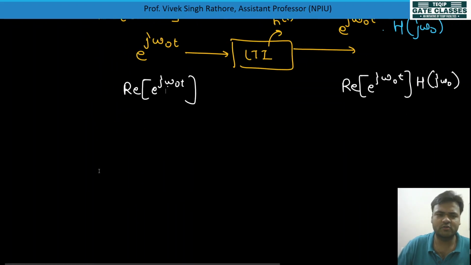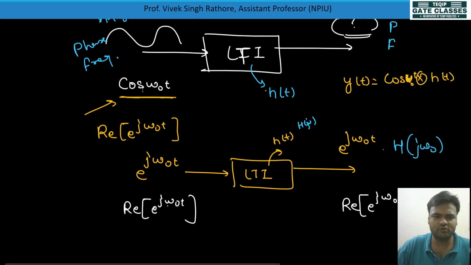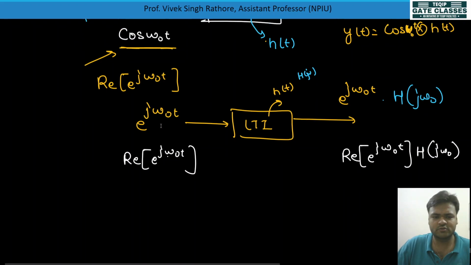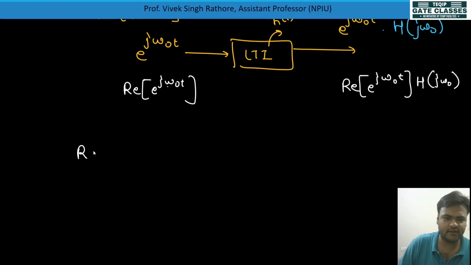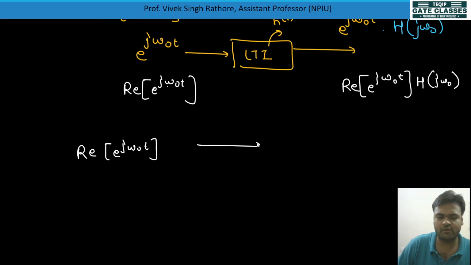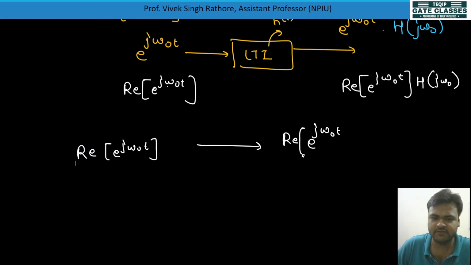This is Euler function. So ultimately, what I was telling, cos of omega naught t has been given as input to an LTI system, and we get some output. Cos of omega naught t is nothing but the real part of e to the power j omega naught t. If we give this as input, we get this type of output. So I will write here: real part of e to the power j omega naught t as input to an LTI system gives output with e to the power j omega naught t, with the real part there. Okay, no problem.